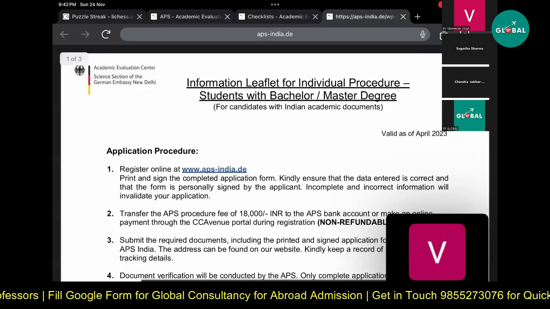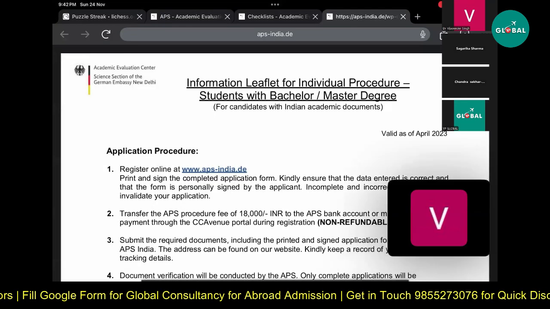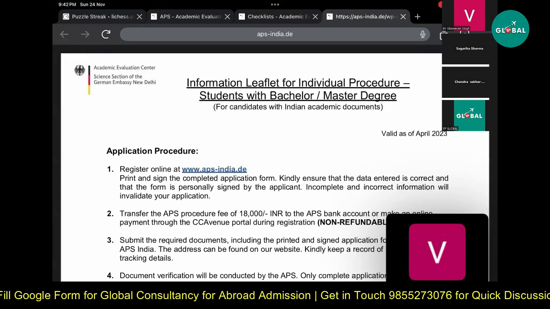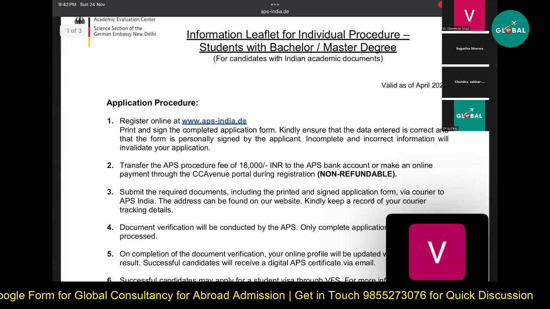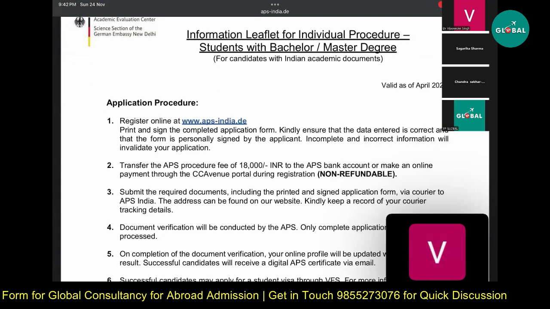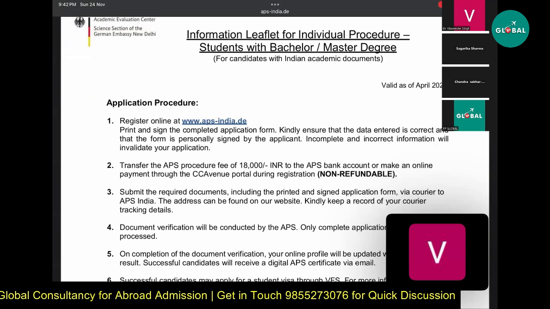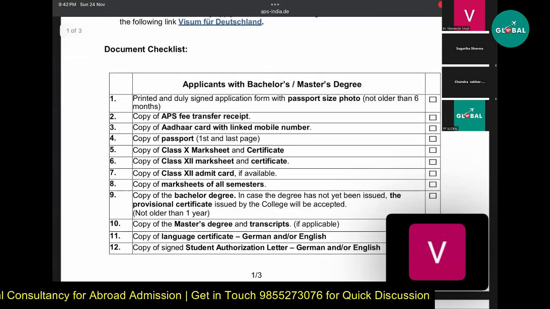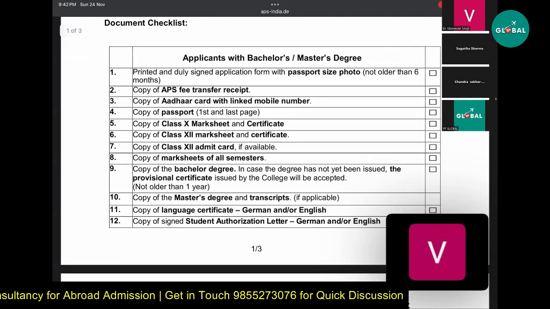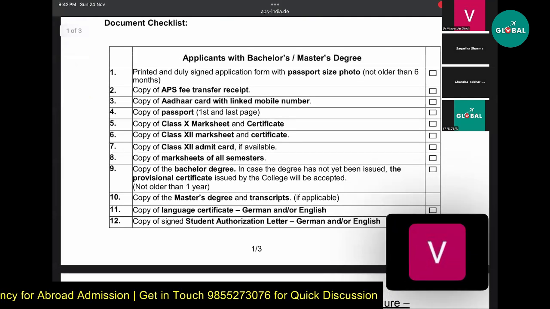You can see this is one of the checklists. The procedure costs somewhere around 18,000. Apparently, I was right. You have to pay 18,000 for this, and then this is the documentation checklist. You can see it is very standard.